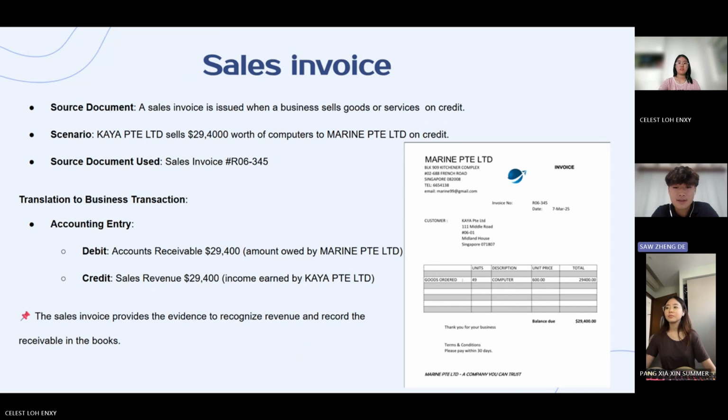From an accounting perspective, this transaction is recorded as follows. Debit accounts receivable $29,400. This reflects the amount that Marine Private Limited owes to Kaya Private Limited. Credit sales revenue $29,400. This reflects the income earned by Kaya Private Limited. The sales invoice allows the company to record this revenue and receivables in the books accurately.